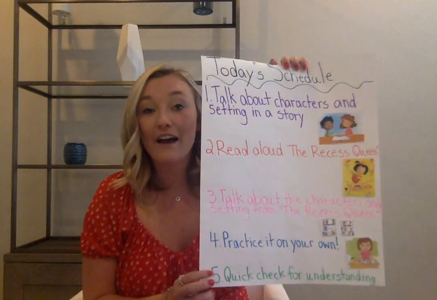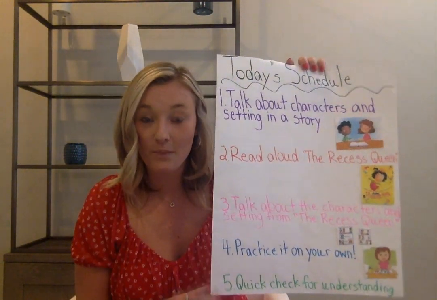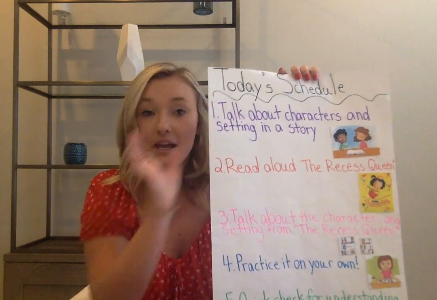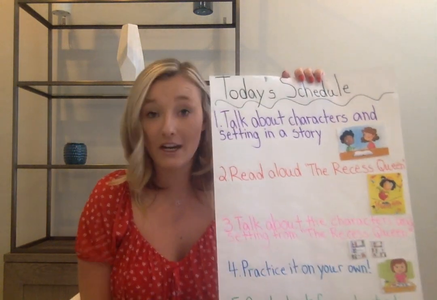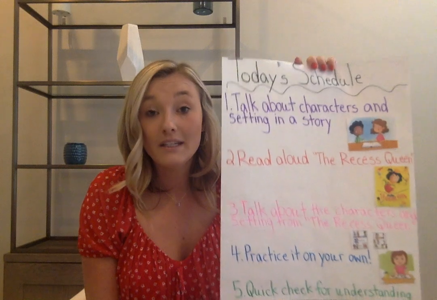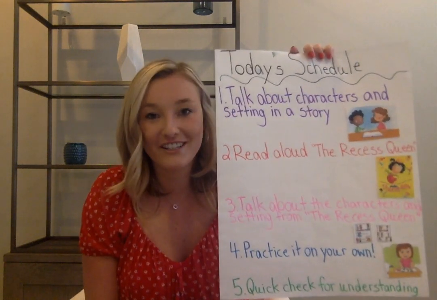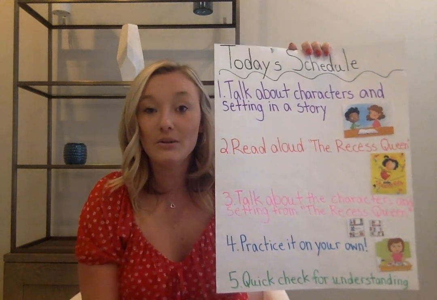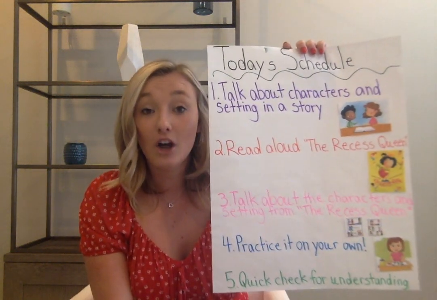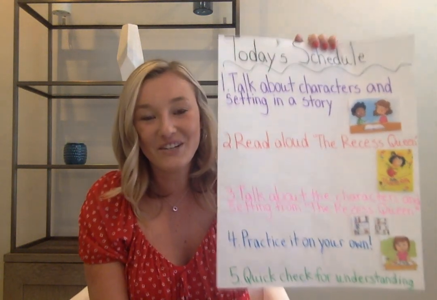So, for our schedule for today, we have 5 things on our schedule. The first thing we're going to do is talk about the characters and setting in a story. To be able to use the skill when you're reading, you have to know what it is at first. The second thing we're going to do is read aloud a book called The Recess Queen. I'm going to be reading it to you guys.